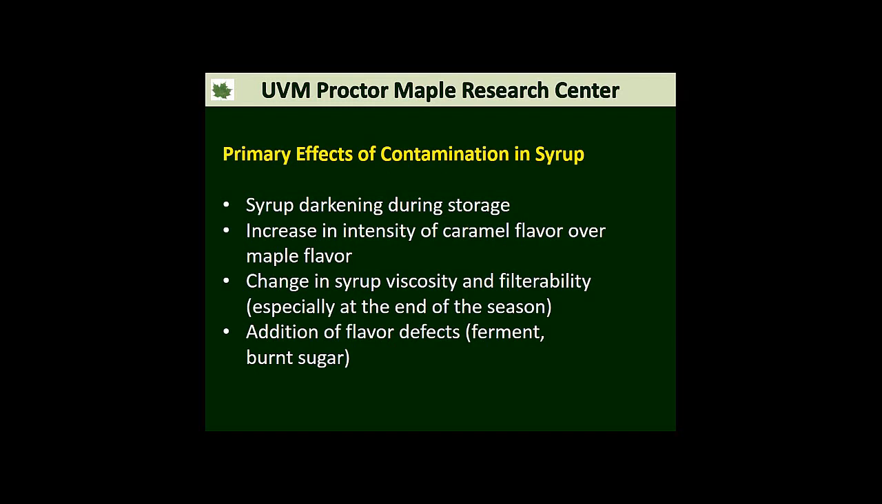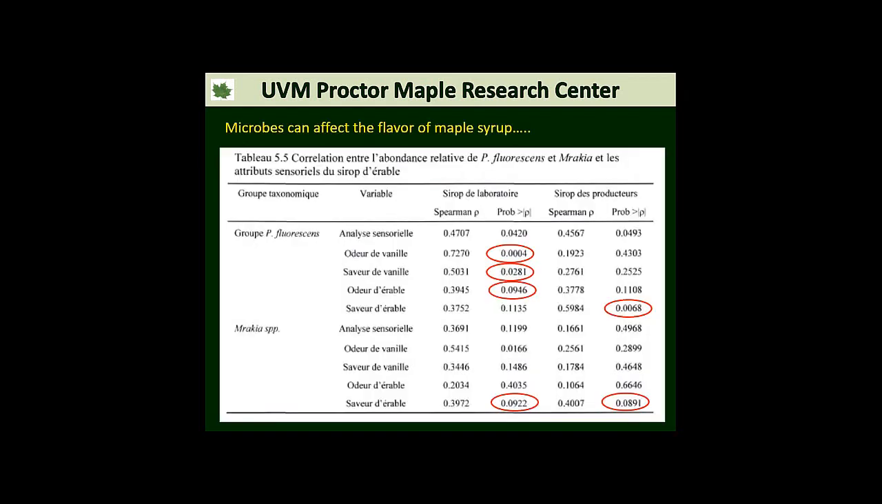We can get an increase in the intensity of this caramel flavor, which is a little different than the maple flavor. Changes in syrup viscosity. We know what that one is again, ropey syrup. And the ability to filter it can change, especially at the end of the season. And then the addition of different types of flavor defects like ferment or burnt sugar, depending upon how the processing goes, can all affect syrup flavor.